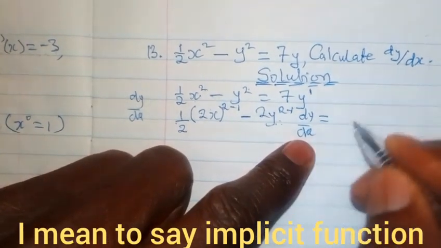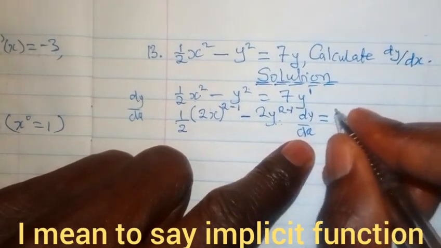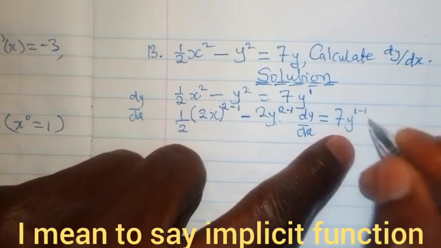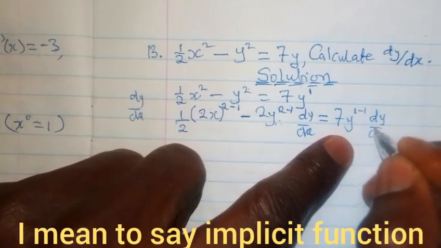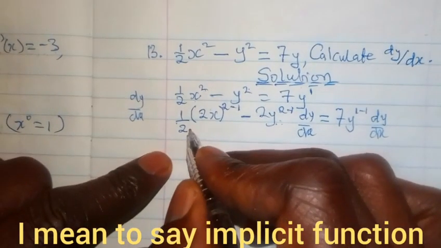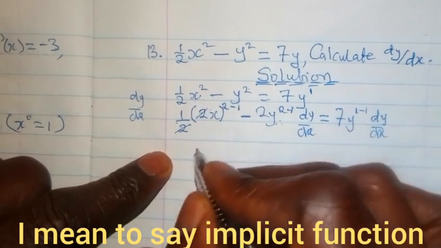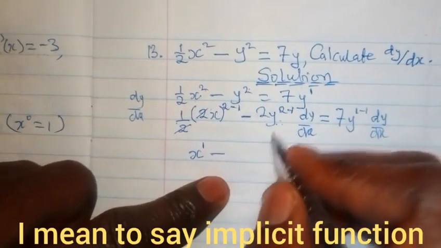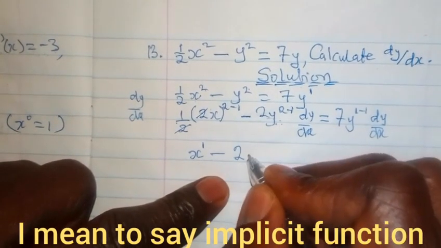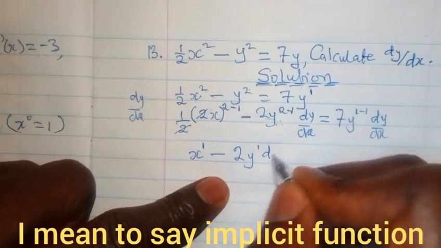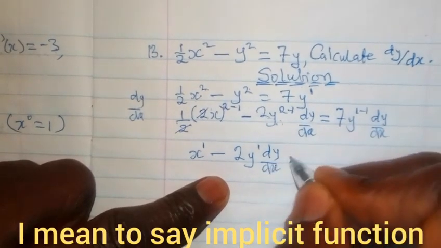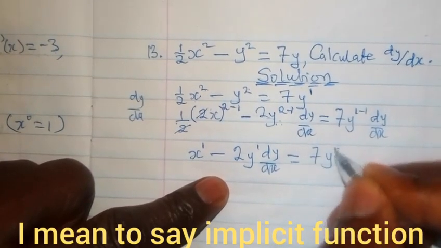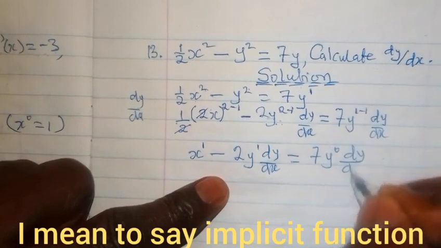Now we do the same thing here. Don't forget the power here is what? 1. 1 times 7 will give us 7. Then y power what? 1 minus 1. And because this is a y function, we are going to leave it as dy/dx. So in the next step, you notice that we cancel these 2. You'll be left with what? x power 1. All right? Then minus, this will give us 2y power 1, then we're having dy/dx, equals to 7y power 0 dy/dx.